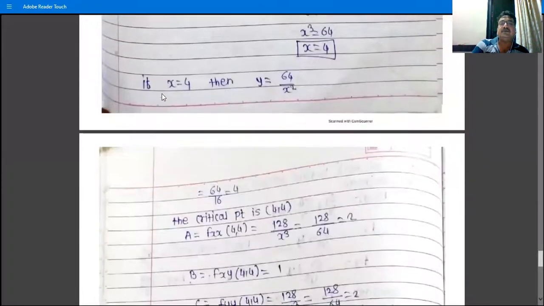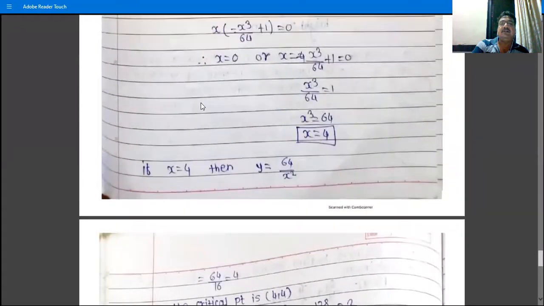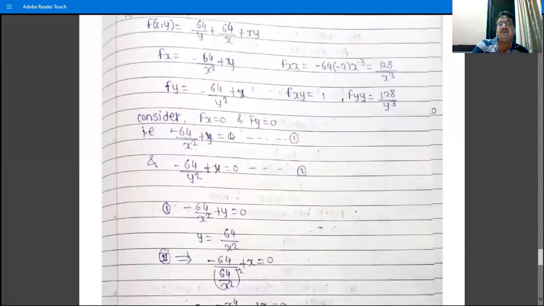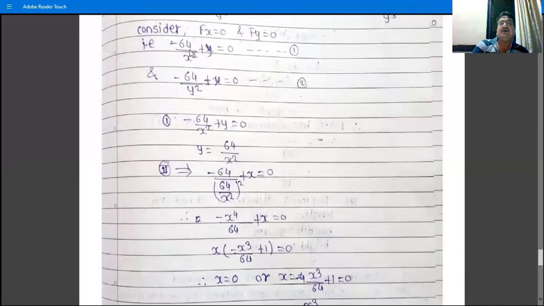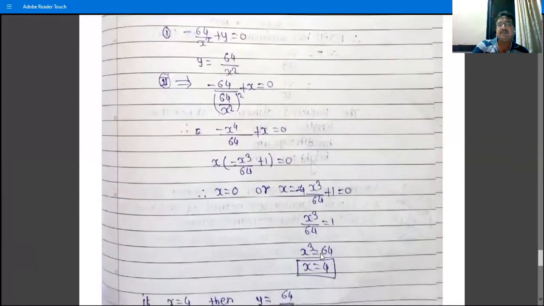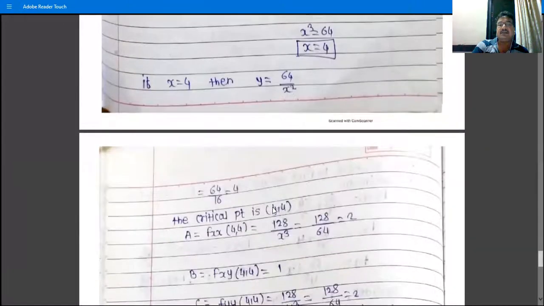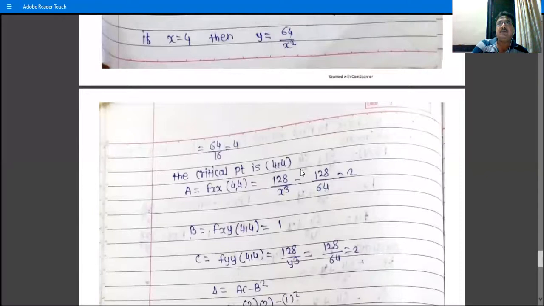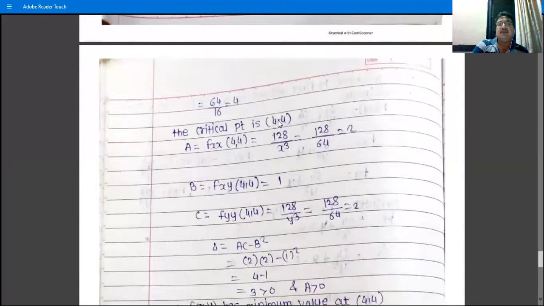So x equal to 4 is the value of x. If you substitute x equal to 4, we can use equation 1 or equation 2. Then y is 64 by x square from equation 1, that is 64 by 16, so y is also 4. And so the critical point is (4, 4). We have only one critical point.